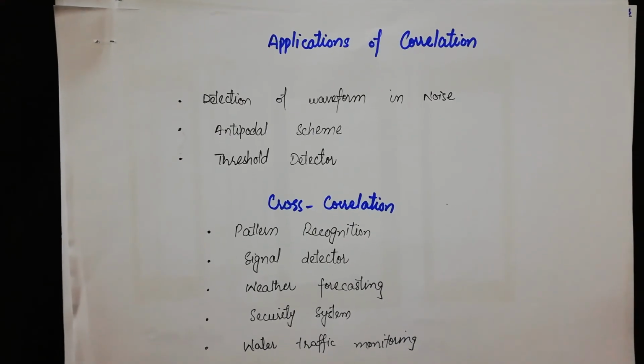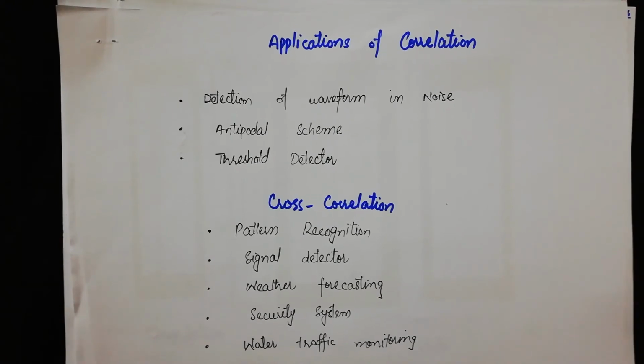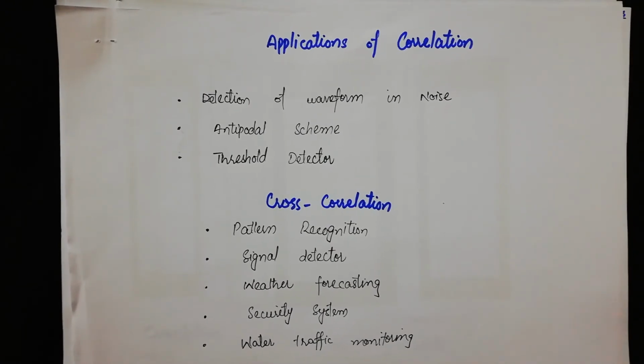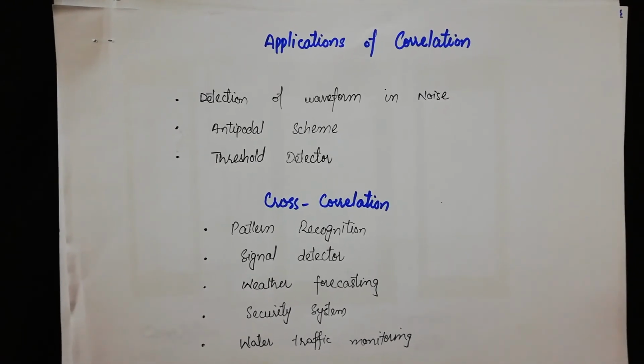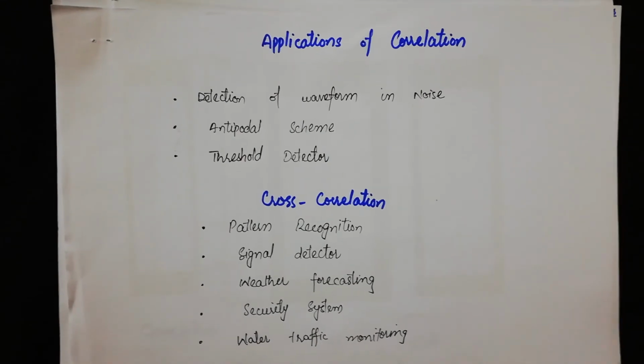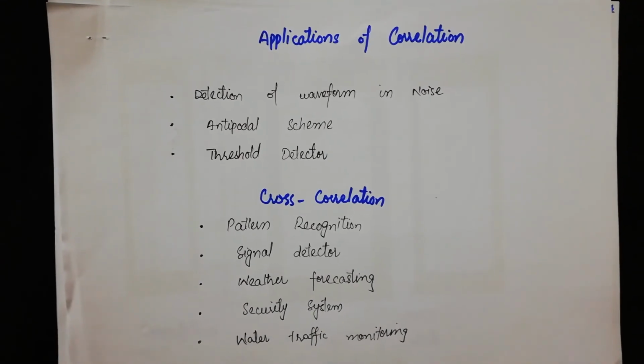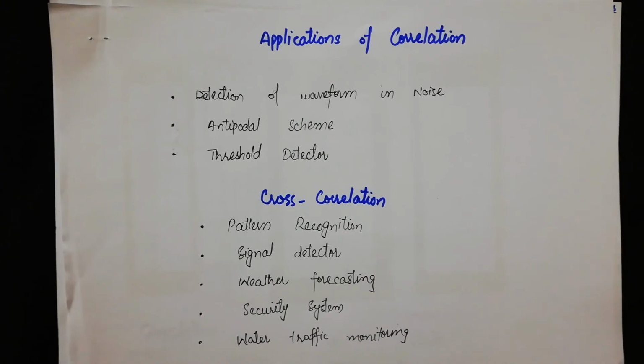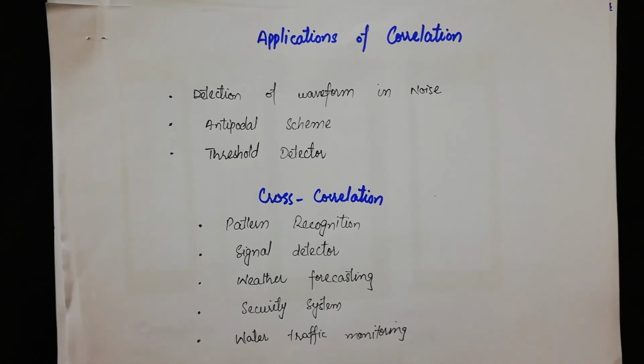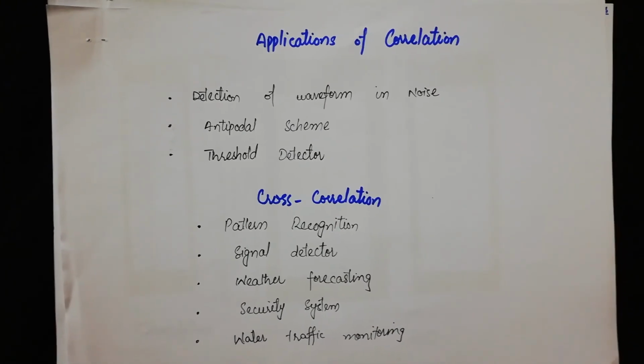Last but not the least, we have the applications of correlation. As we already discussed, in correlation we relate one signal with respect to the other, and we only slide, in contrast to convolution, in which we flip and slide.